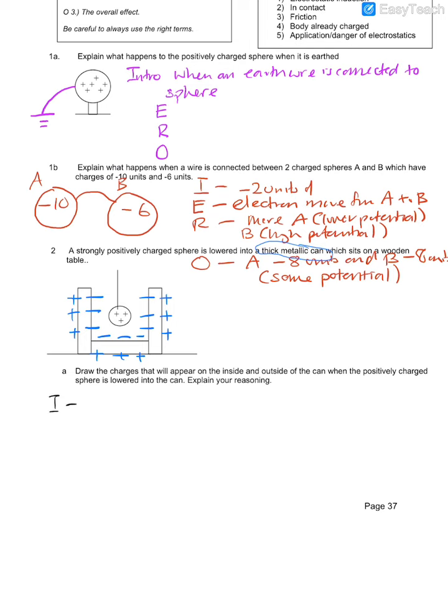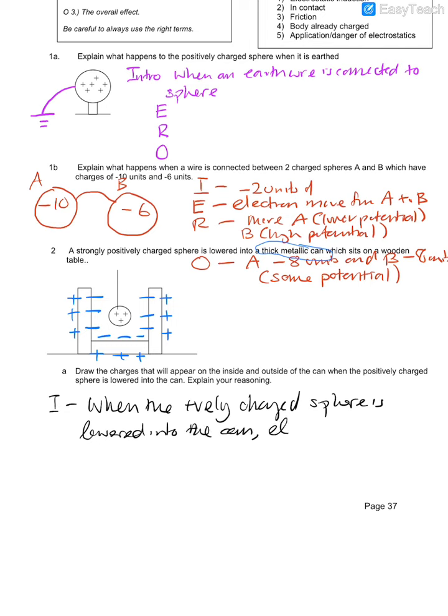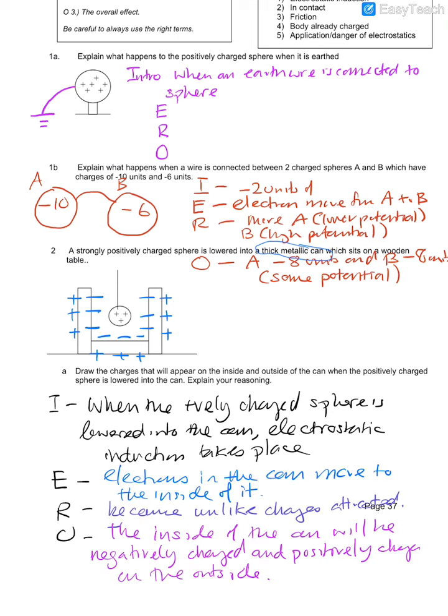Okay. When the positive charge sphere is lowered into the can, electrostatic induction takes place. Okay, so that's my intro statement. Then after that, go with the E and the R and then the O. Okay? For practice. Okay, I forgot to explain that.